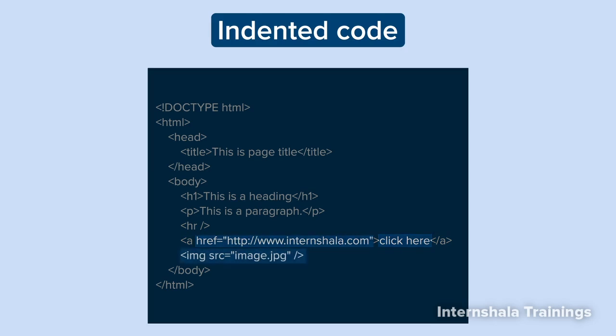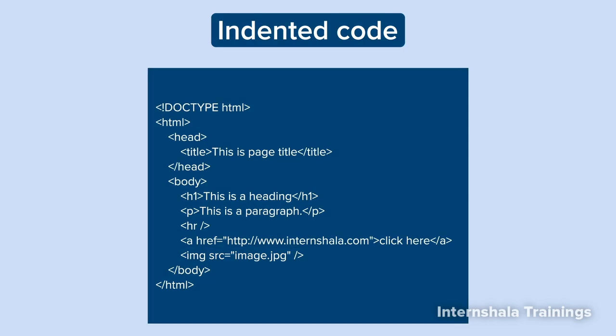And lastly, we have an image tag which is used to add an image to our web page. The src or the source attribute defines the path from where the image will be fetched. It is also a self-closing tag. We will look at this tag in detail in the next topic. So that was all about the various HTML tags, elements, and attributes that are present in our HTML code.